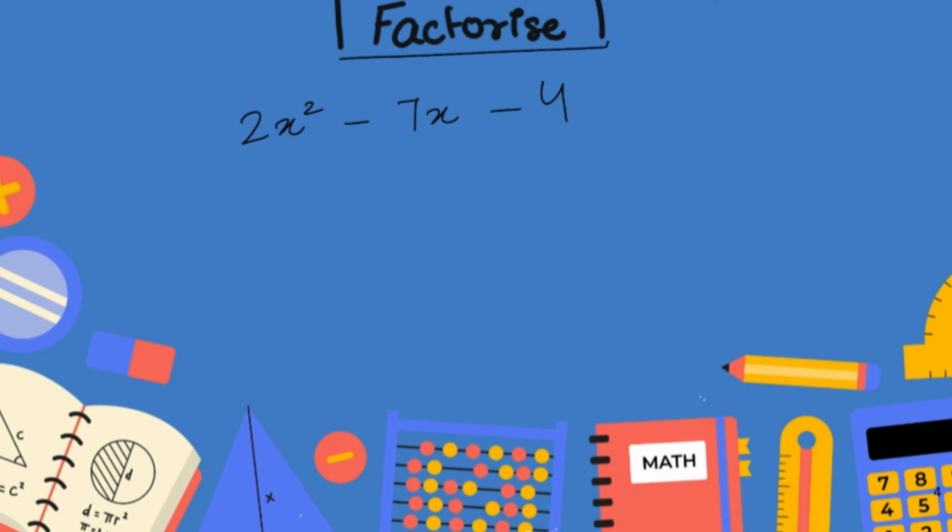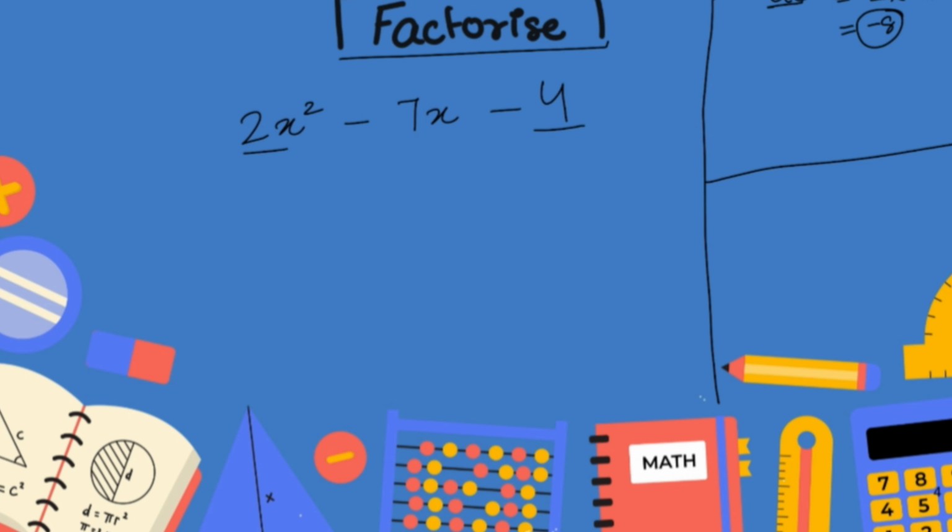Look at this next question. You can try this question, you can pause the video and try it on your own, and then we are going to solve it together. Okay, so you know what the first step is. First step is we have to multiply the first term and the last term, that is a and c. On multiplying a and c, we get 2 times negative 4, which is negative 8.